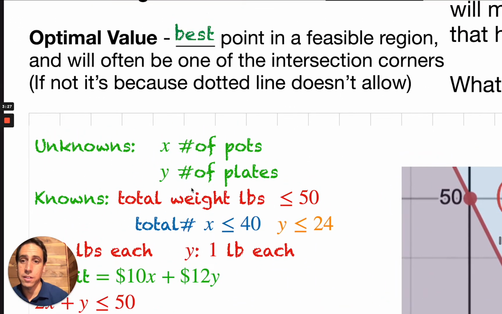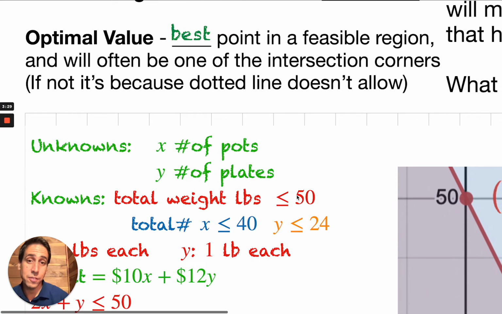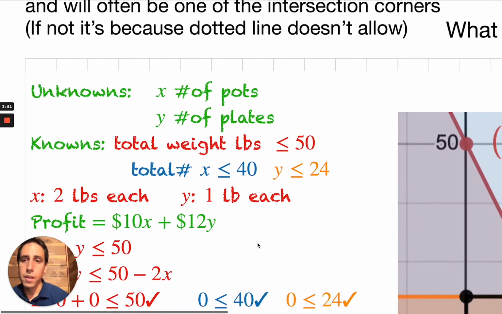He's got a constraint on the weight, 50 pounds. He's got a constraint at 8 days, 5 plates, 5 a day. That's 8 times 5 is 40. And then he could only make 3 pots. 3 times 8 days is 24. So he's got a max of 40 of these and a max of 24 of these. All right. Also, we know that pots weigh 2 pounds each. Y, 1 pound each.